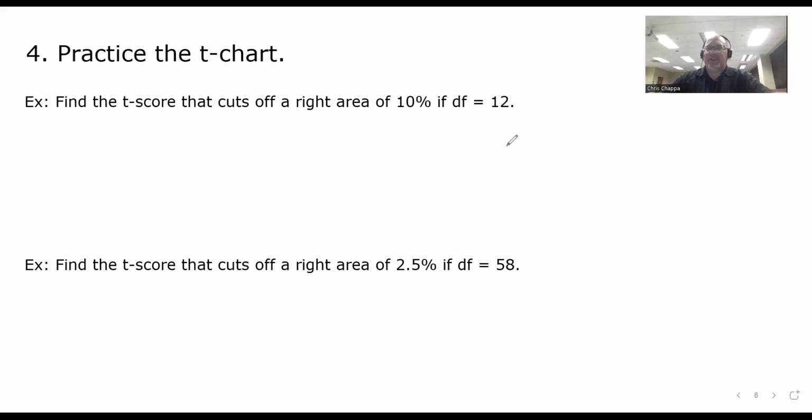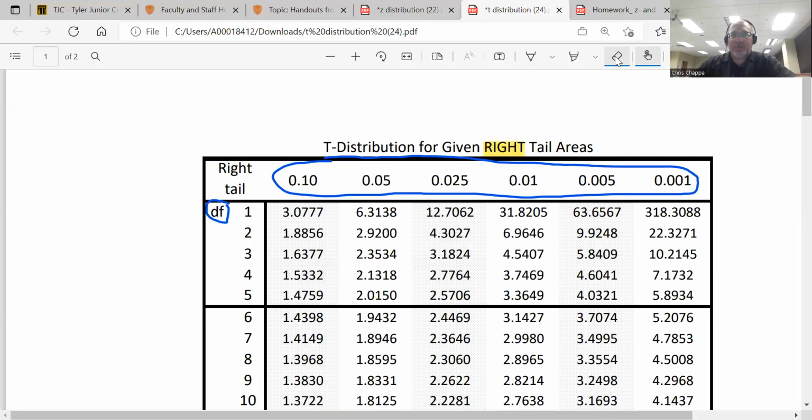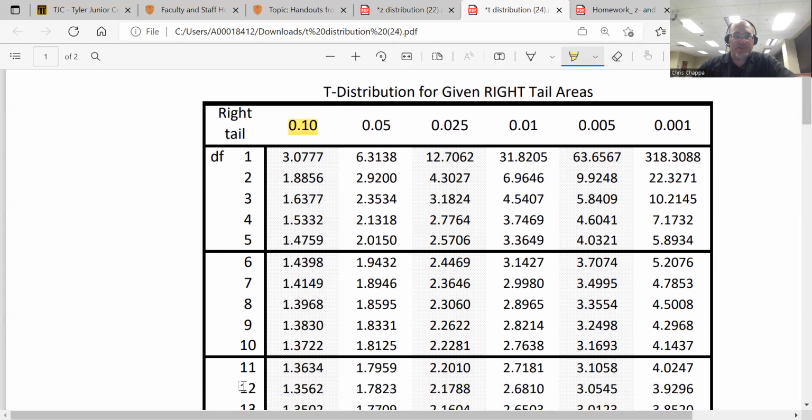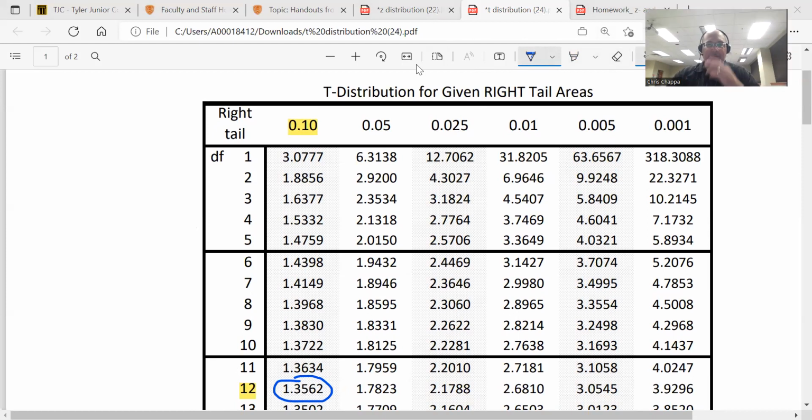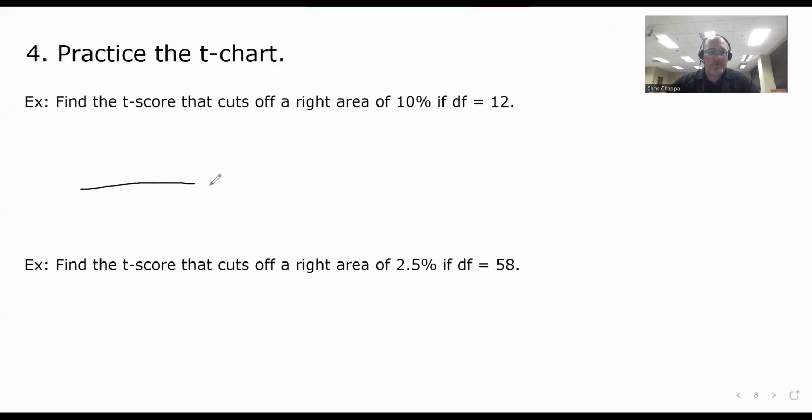If the right area is 10% and the degrees of freedom is 12, then we simply go to the 10% column, which is the first one, and we go to 12 degrees of freedom, which gives us the row. Those intersect right here, and the t-score is 1.3562. Again, the t-chart is kind of like the z-chart, except inside out. So is there a picture? Of course there's a picture. There's always a picture. Bell curve, still 0 in the middle.